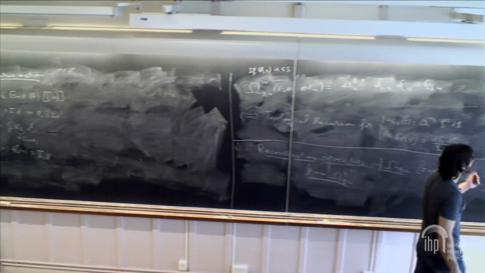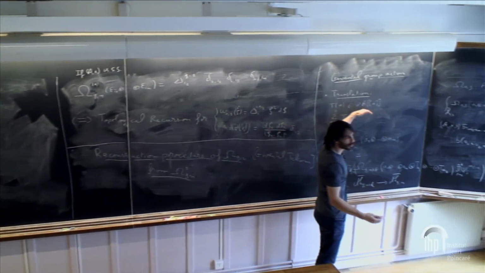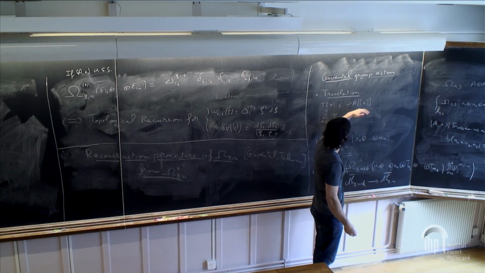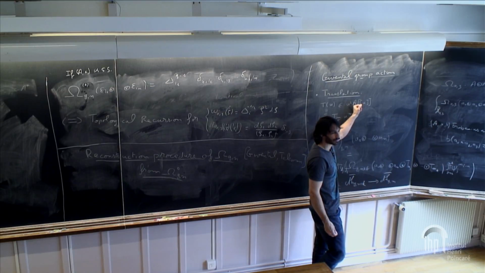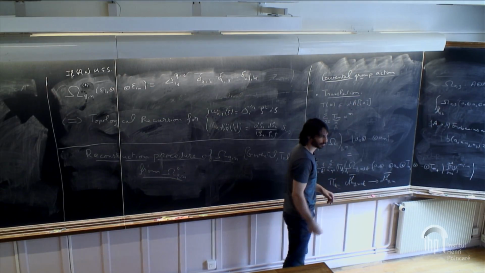So it acts on some loop space, which is the space of series in U whose coefficients are elements of your vector space A. And it acts by translation.